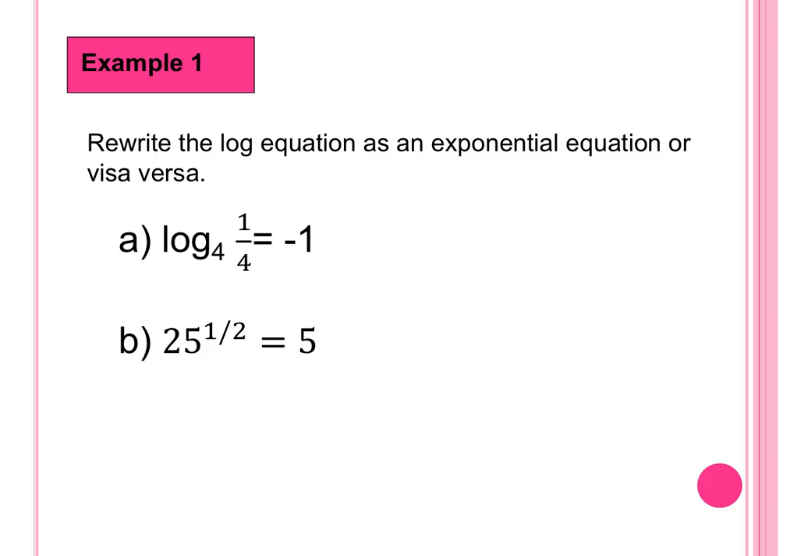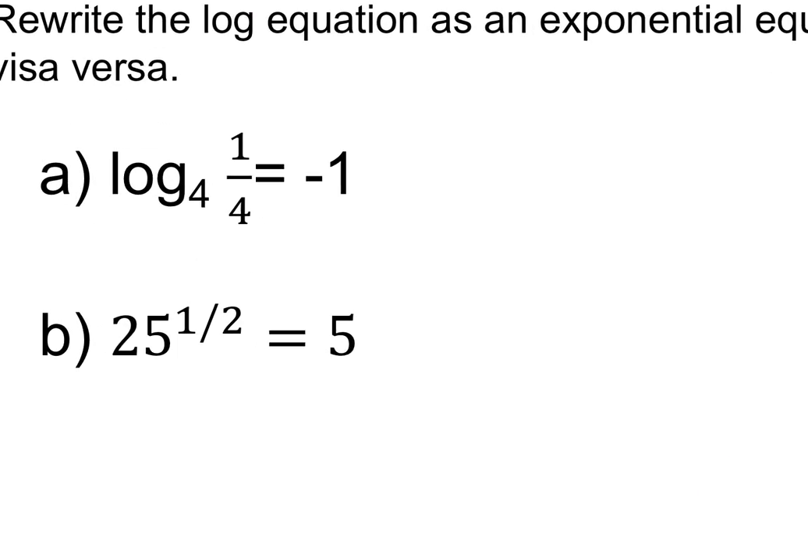All right, rewrite the log equation as an exponential equation or vice versa the other way around. So on A, the 4 comes across the equal sign and picks up the -1, drops off, and leaves the 1/4. Left and right could be switched, like the order doesn't matter. But that's how we rewrite it.